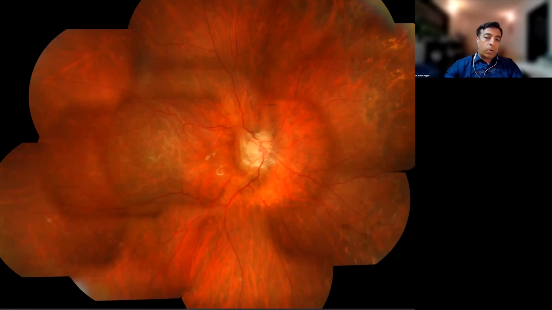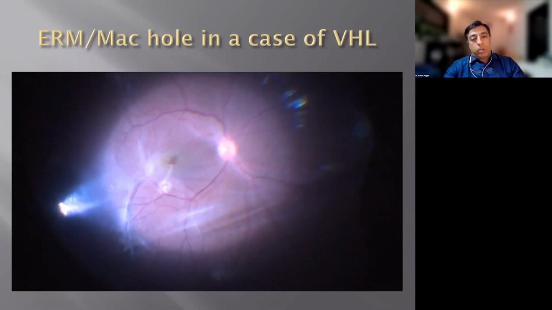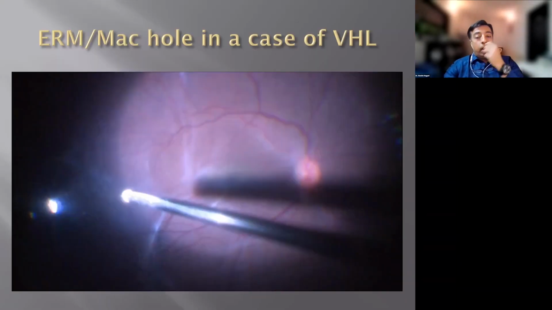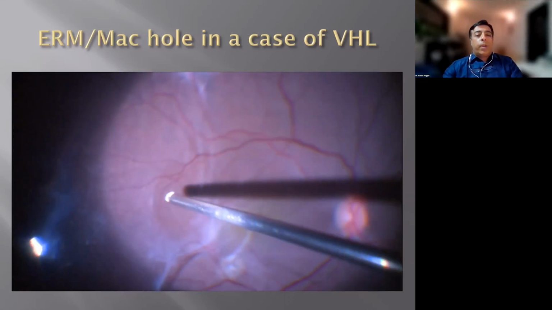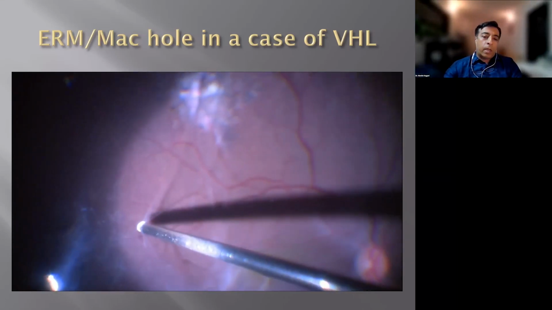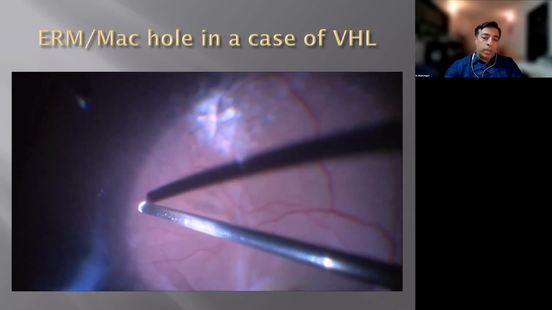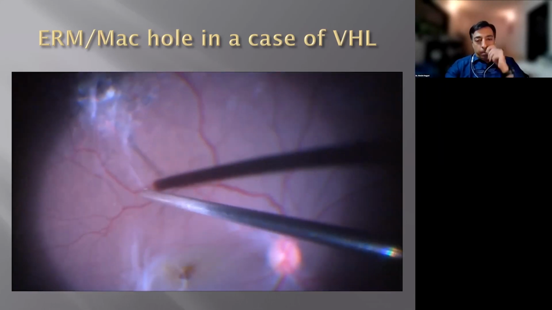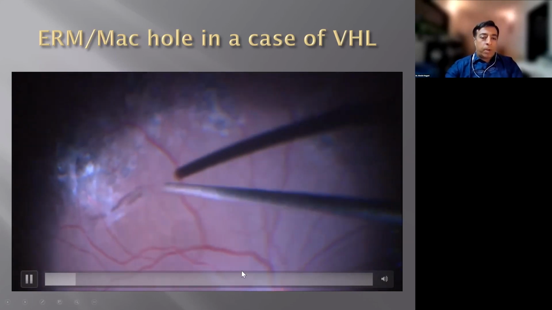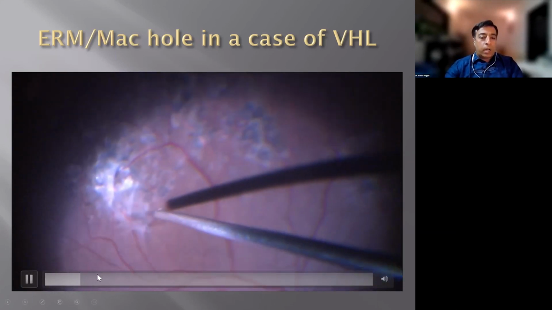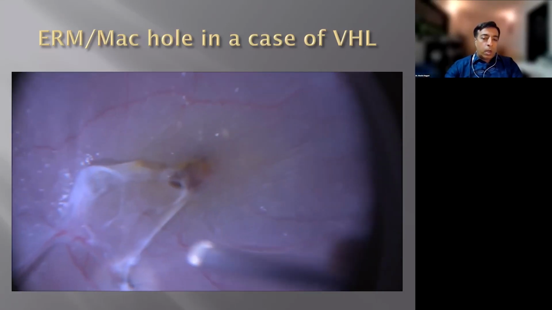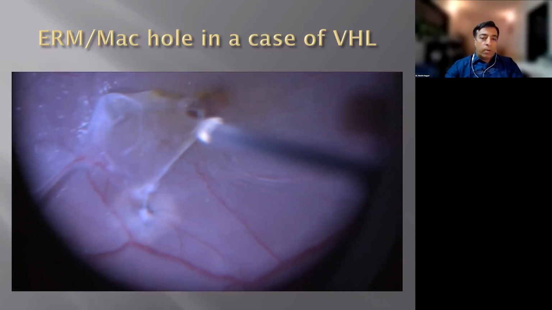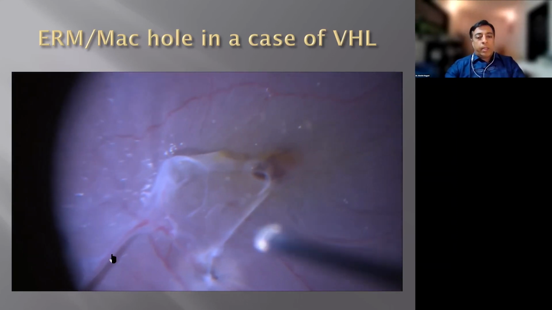So this is a post-op picture of the same patient. You can still see some folds, because this is just the next day, and over a period of time those folds resolve. This is a case of a young girl with von Hippel-Lindau, where we had extensively lasered. Every time she would come with a new lesion in the periphery, and we kept lasering, and at some point developed a macular traction, which was causing a small pseudo hole, almost like a hole with traction which had come up, and that's when we operated.